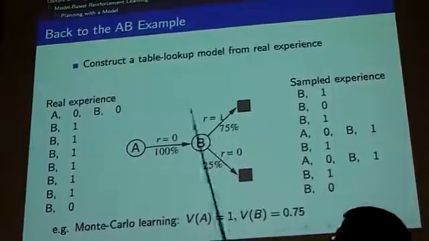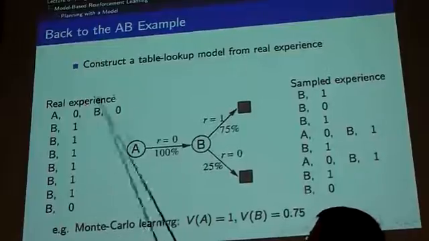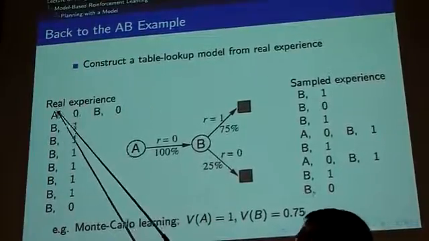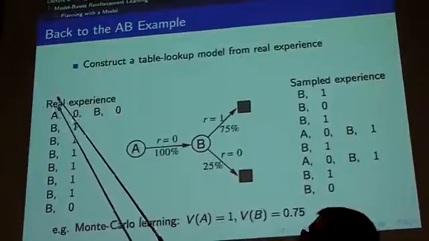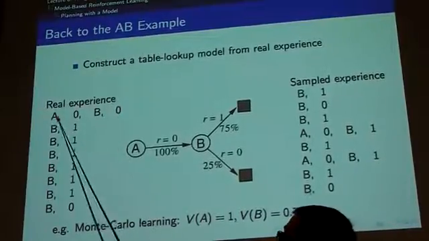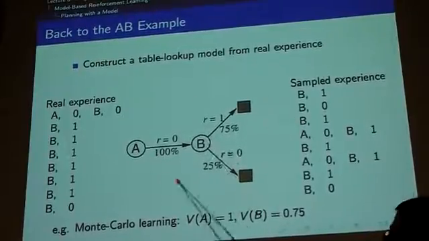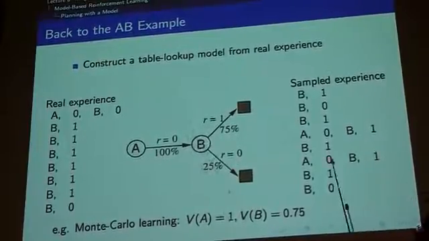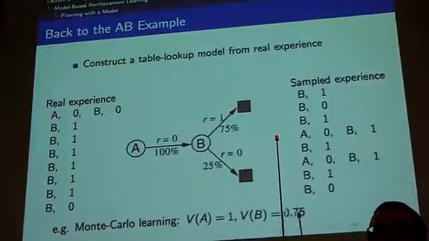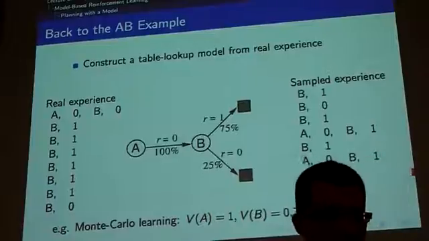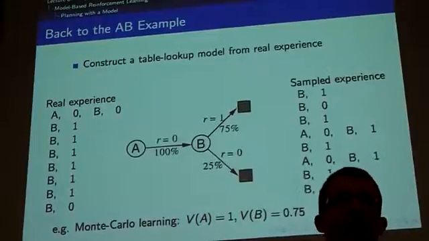Whereas if you just ran Monte Carlo learning on the real data, it would always believe that the value of A is 0, because it's just got this one episode of experience, which ended up getting 0 reward. So we've constructed a model from the data, and then we solve the model, and we can get better solutions by that approach. Okay, is that clear?